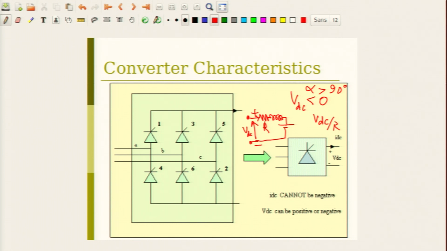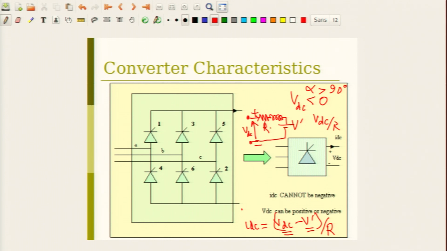In fact, suppose there is a source also here which I shall call V dash, then the current flow IDC in steady state is equal to VDC minus V dash by R. Now, if V dash is positive and VDC is negative, there is no way in steady state that the current can still flow in this direction.